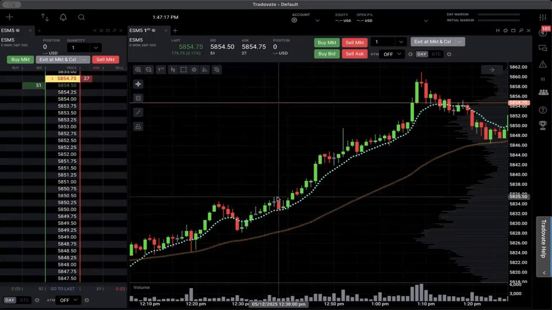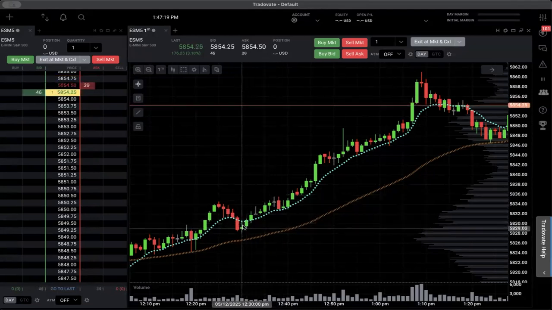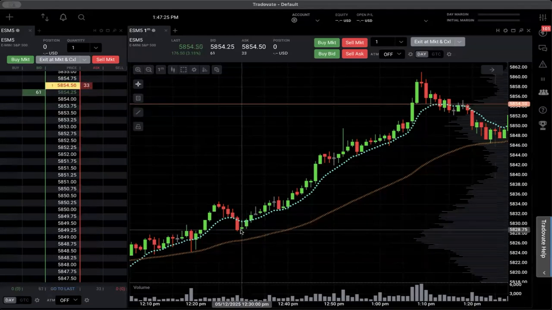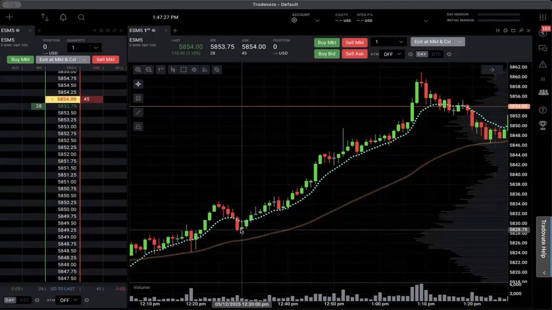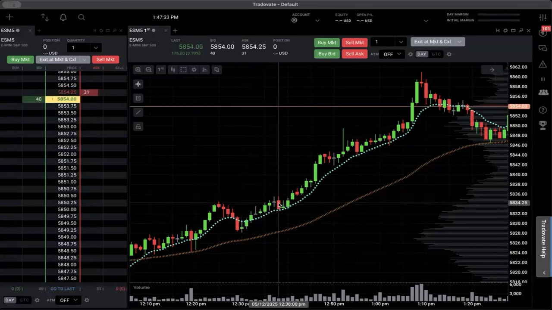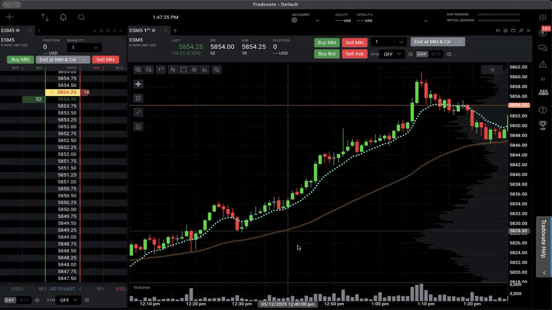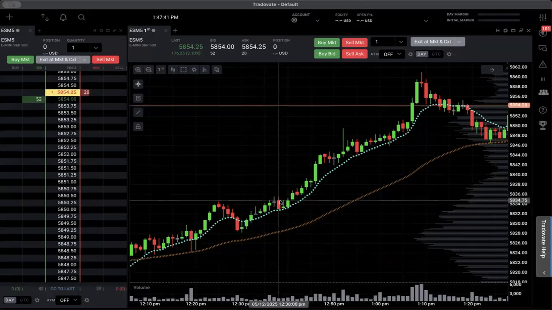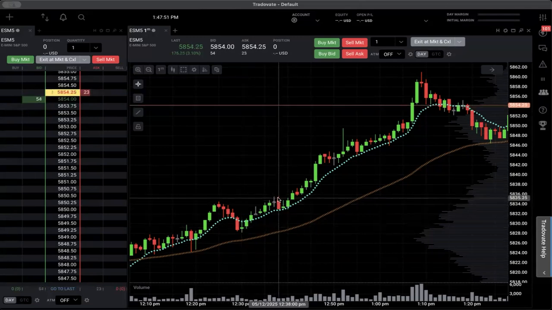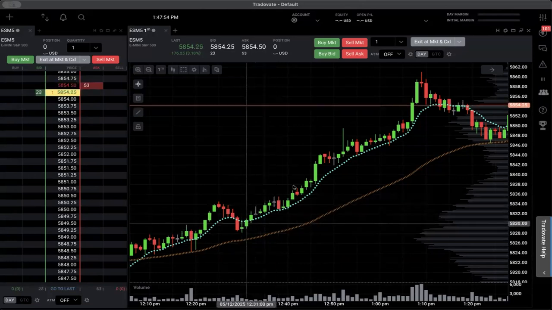Because if we get in here and we get out at the next 9 EMA with one contract, we could even calculate it here, from pretty much 58.30 to 58.35, that's 4 times 5, that's 20 points. Okay, and 20 points times 12 is, what's 20 times 12? 240. Okay, so with one contract, we had almost $300 in profit.